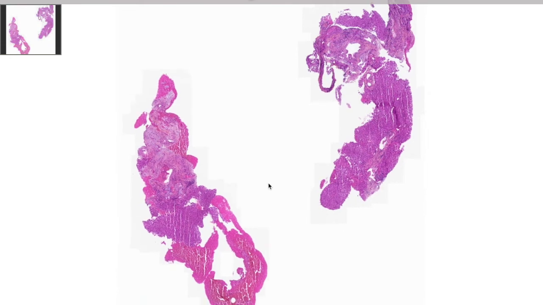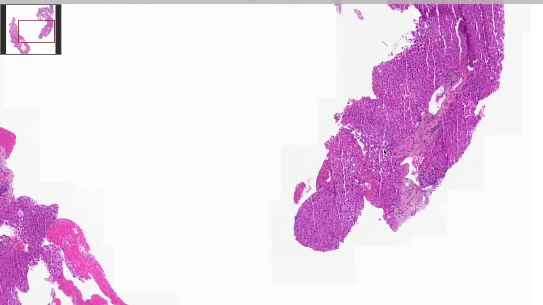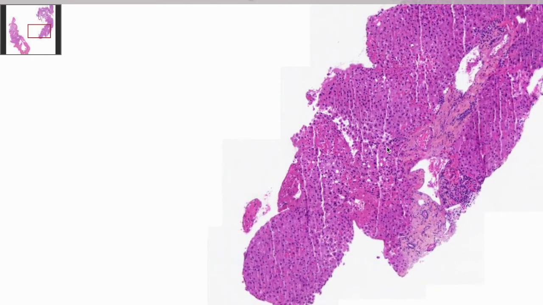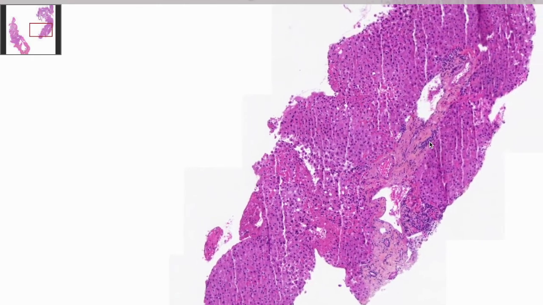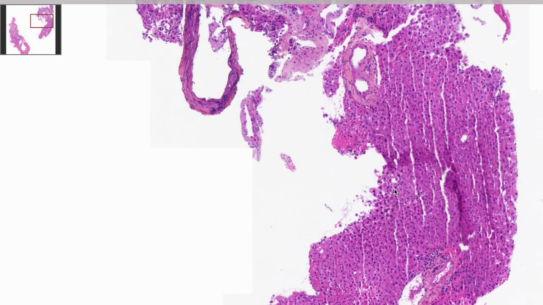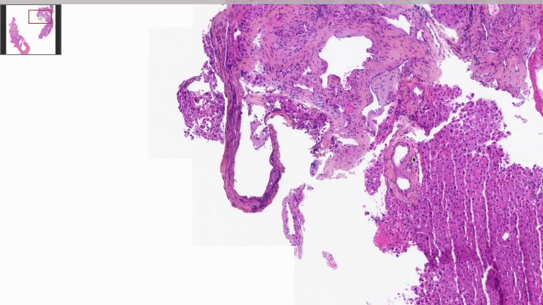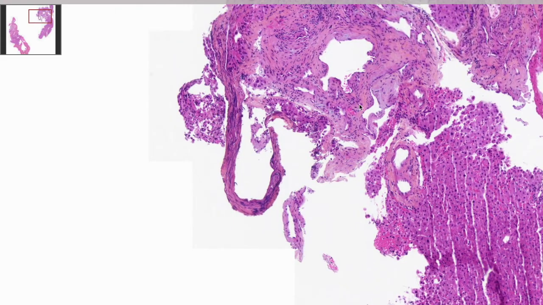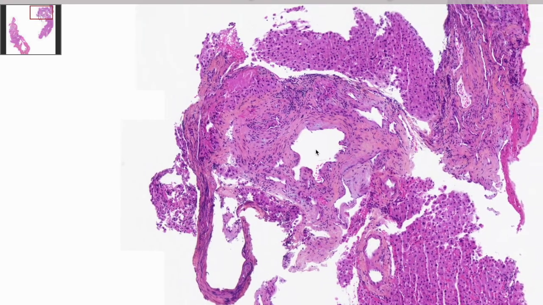So let's have a look at the 2 fragments of this biopsy. You have here some non-tumoral liver with a portal tract here, some blood here. And when we go to other areas, you see some fibrotic areas with some vessels. Again here, some vessels, fibrosis also, and probably some veins.